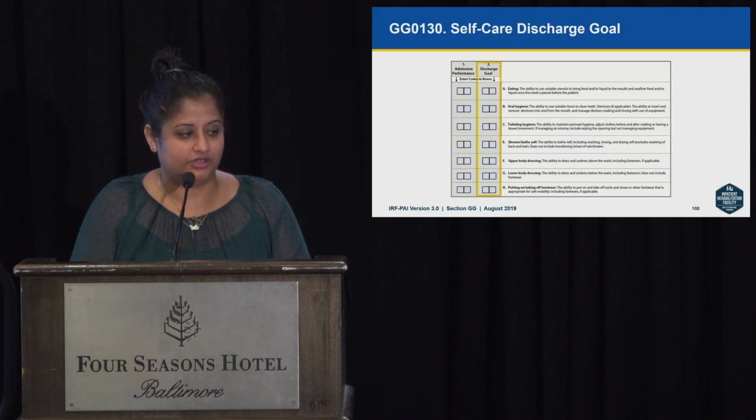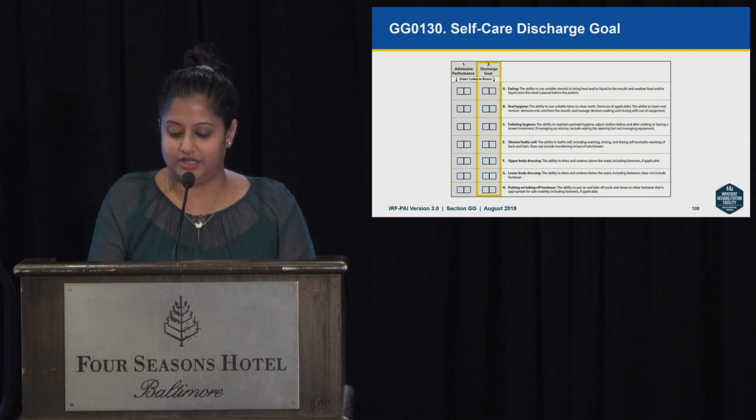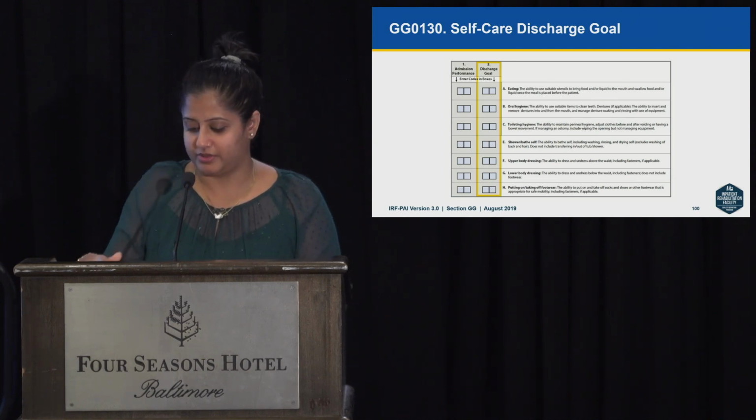Okay, so now we'll go through the self-care discharge goal columns quickly. So this is what it looks like again on the item set. You have the admission performance on the left-hand side and the self-care discharge goal on the right.